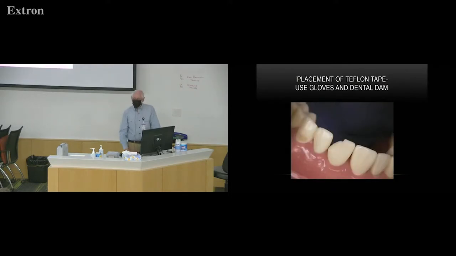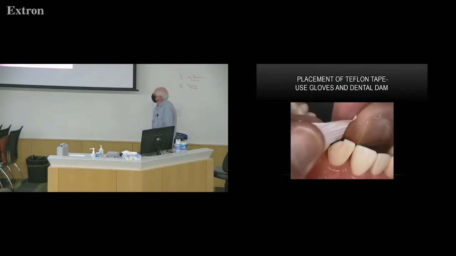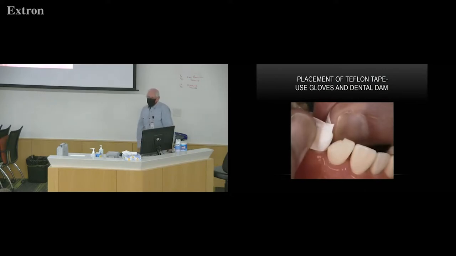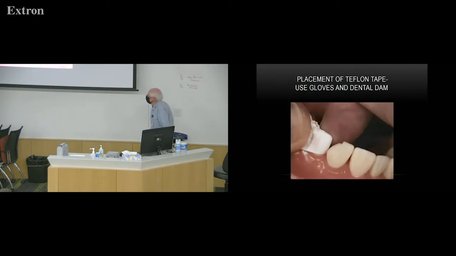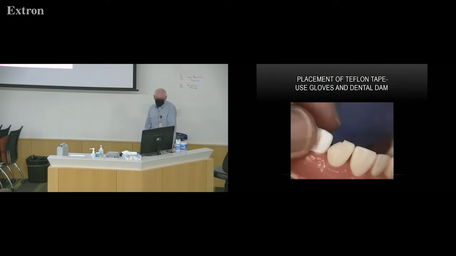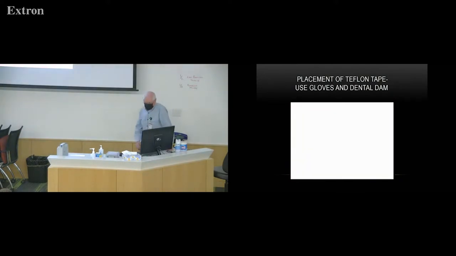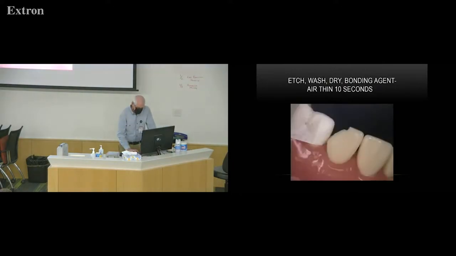Okay, so now we're ready to go into the restoration. So first step, and you know how to do this because you've had a little experience with it, you're going to place Teflon tape on the adjacent tooth. And I apologize, I'm not wearing gloves when I did this, but I made this video over 30 years ago. So it didn't occur to me that I should wear gloves. But the technique hasn't changed in that length of time. So you crimp that into the embrasures on the adjacent tooth.